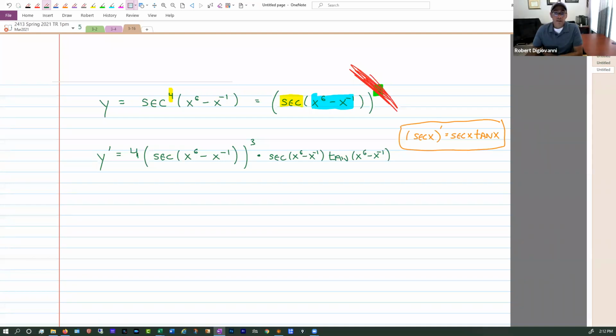All right, now is a good time for questions. We did the outer layer: 4 came out, everything to the 3rd power. I think most of you are okay with that. Then Natalie said the next layer of the onion was the secant, and anytime you take the derivative of secant of something, you get secant of that something times tangent of that something. The thing that was in the secant here was this, so when we took the derivative, it had to be secant of that, tangent of that. The biggest mistake I see people make here is they actually write secant x, tangent x. That's incorrect because of chain rule. So is that clear to everyone?